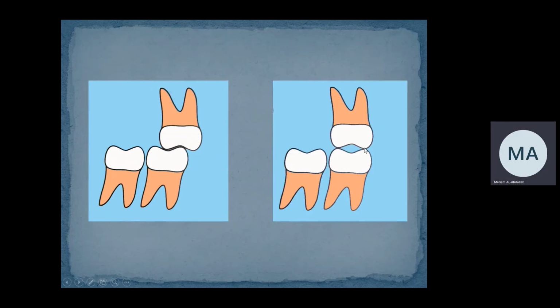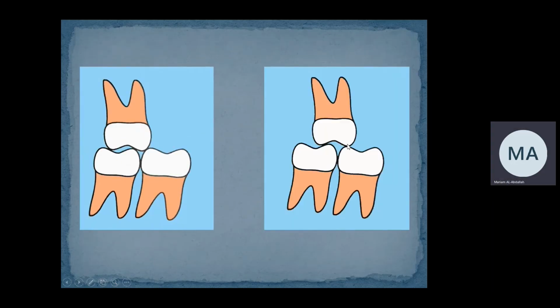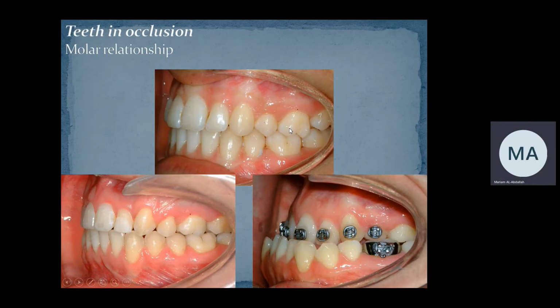If the mesiobuccal cusp moved forward half unit, like here, cusp to cusp, so it's not a full unit, it's half unit, we call this half unit class 2 molar relationship. If the mesiobuccal cusp of the upper is positioned posterior to its normal position, posterior to the buccal groove of the lower, then we call this class 3 molar relationship. And here, the mesiobuccal cusp tip has moved a whole unit posteriorly, so this is a full unit class 3. If the mesiobuccal cusp has moved halfway, half unit, then we call this half unit class 3 molar relationship. So the top photo here shows class 1 molar relationship.